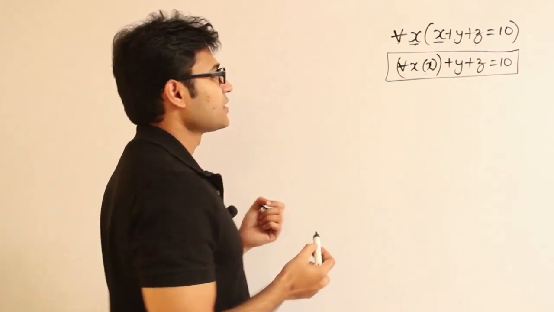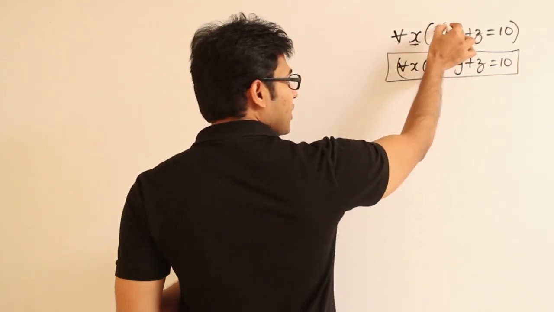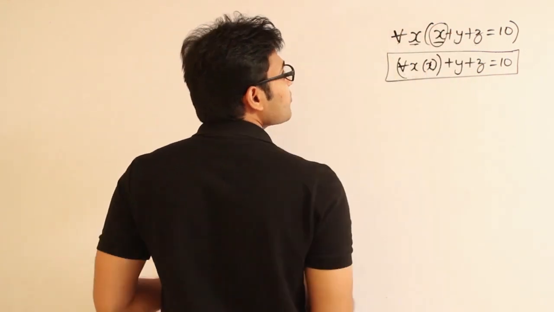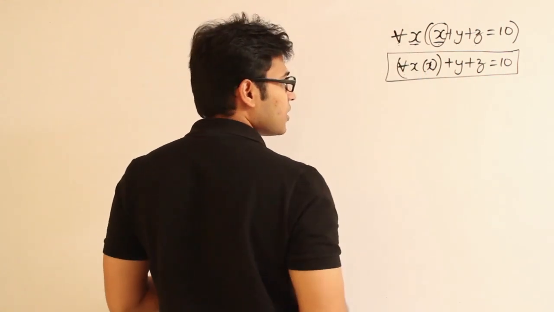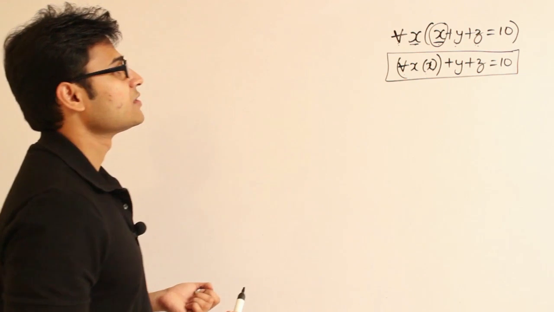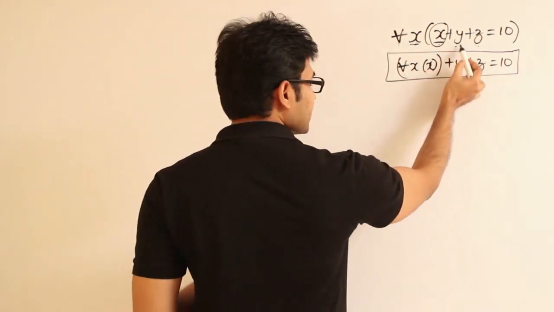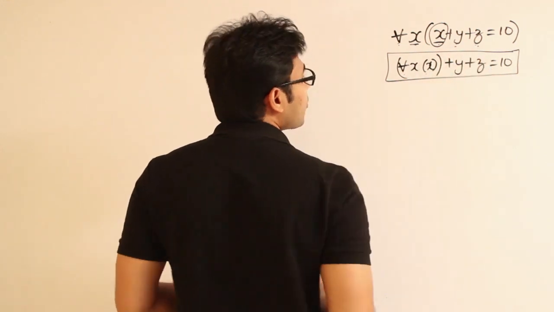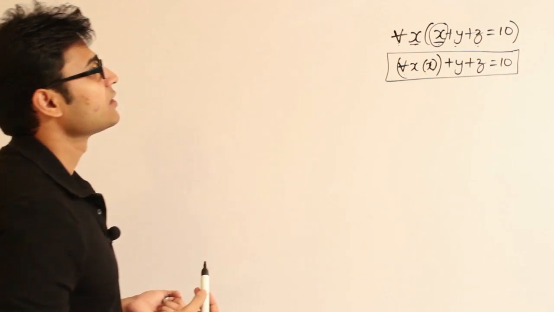So in this case, x is called the bound variable, because x is bounded by the quantifier for all, and y and z are called the free variables. The reason why they are called free variables is they don't have any bounds, right? But this is bounded. Understood that?